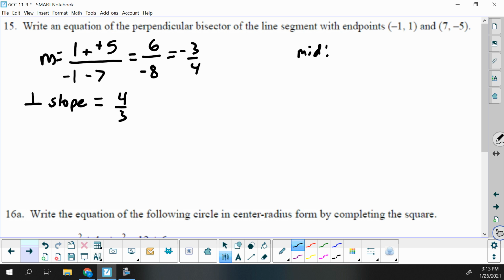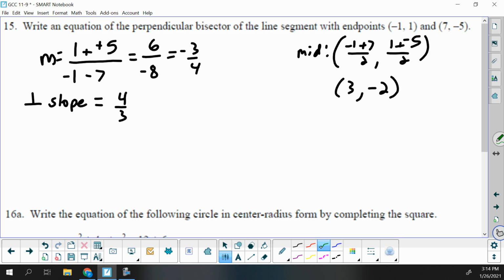So our midpoint will have negative 1 plus 7 over 2 as we average the x's. 1 plus negative 5 over 2 as we average the y's. Negative 1 plus 7 is 6, divided by 2 is 3. 1 plus negative 5 is negative 4, divided by 2 is negative 2. So we'll just use that point and our slope of the 4/3 to find the equation of our line.